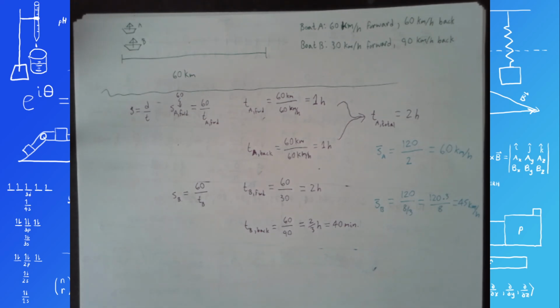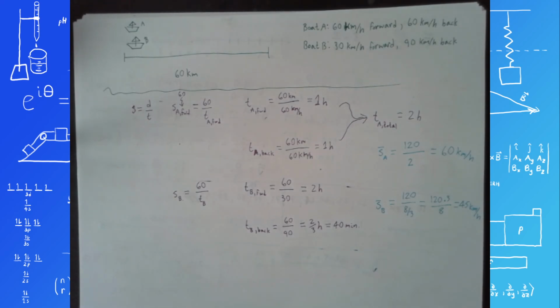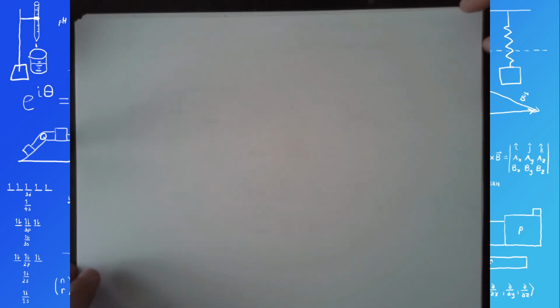Anyway, graph problems, position versus time graphs, and what we can glean from them. I guess I want to start on a new page for this. Okay, position versus time graphs. So I'm just going to copy one from my book over here.